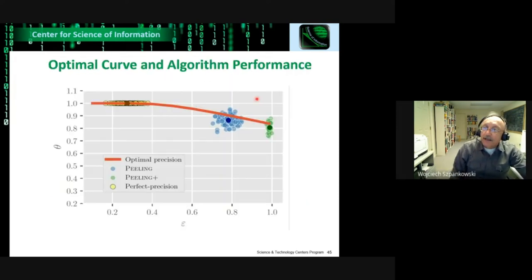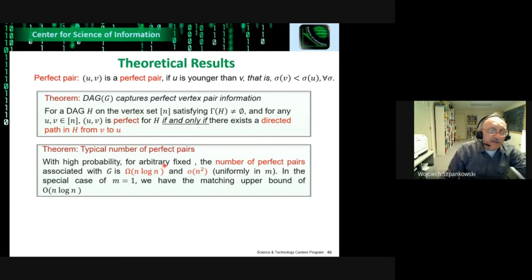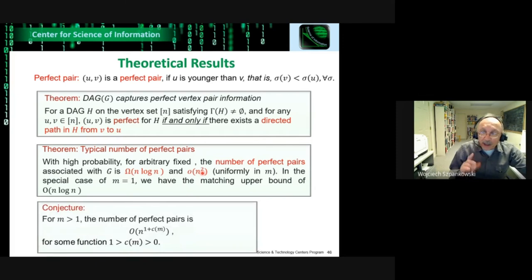So what we can prove, first of all, the algorithm works very well here. This is the optimal curve. We can prove there is a direct path in this peeling structure that I show you. Then you, V really arrives before you. The problem is that the number of such perfect paths we can prove is between n log n and small n square. We really would like to have n square. What we cannot prove, but we know experimentally, is that the number of these connected is about n to the 1 plus something, not up to n square, but like 1.5.